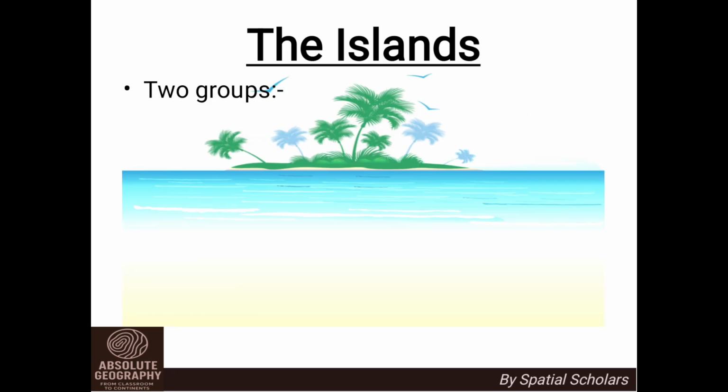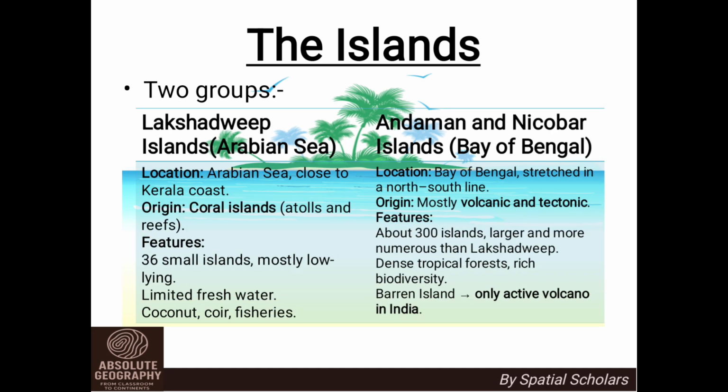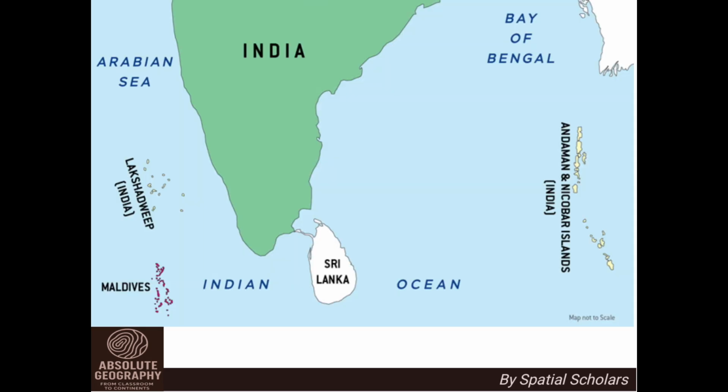Moving to the last physiographic feature of India, that is the islands. India has two major island groups, the Andaman and the Nicobar Islands in the Bay of Bengal and the Lakshadweep Islands in the Arabian Sea. The Lakshadweep Islands include 36 small islands located close to the Kerala coast. These are coral islands, that means they are made up of coral reefs. They are low-lying and are known for their lagoons, coconut palms and are rich in marine biodiversity.